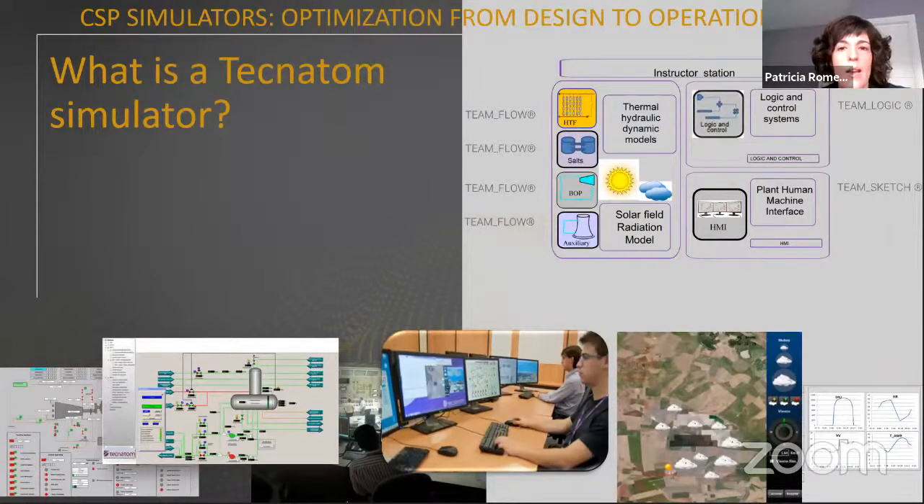We can introduce malfunctions, not only related to instrumentation and control, but also pipe breaks or tube breaks, filter fouling, or for example, a pump trip, or even a turbine trip. And in addition, we can also simulate the variability of the grid. That is what we call a simulator.